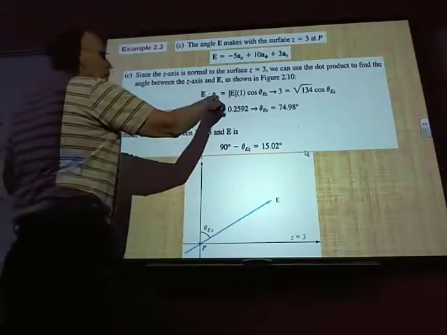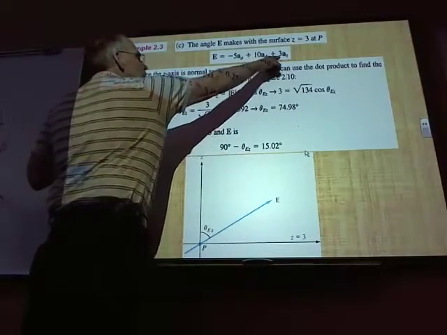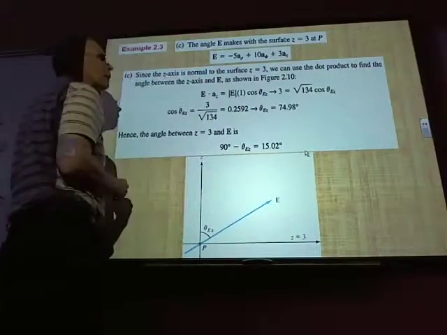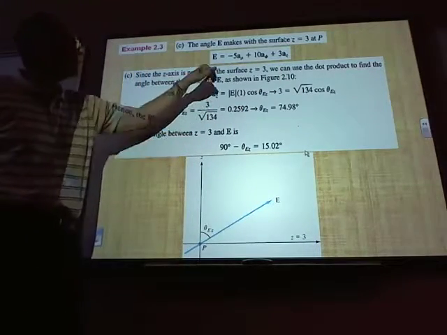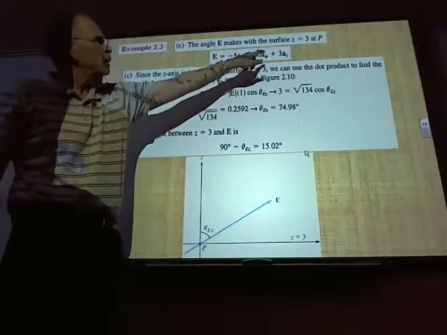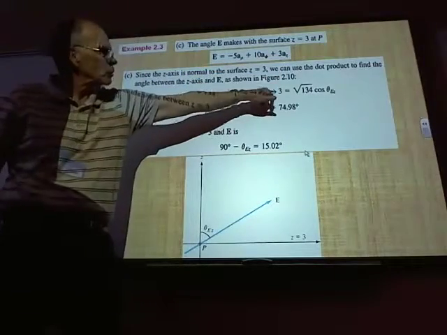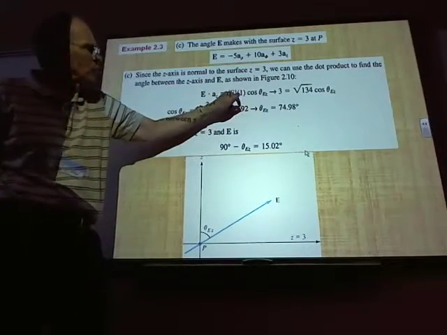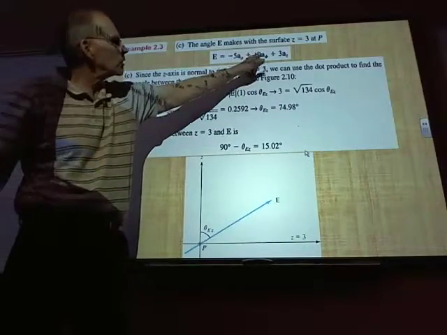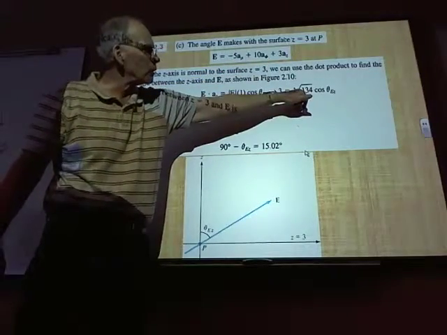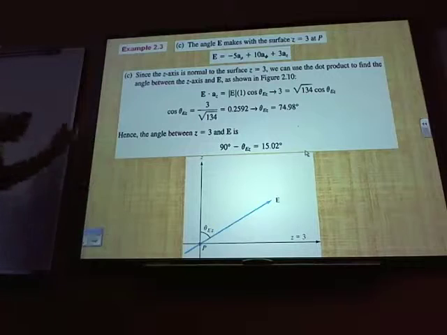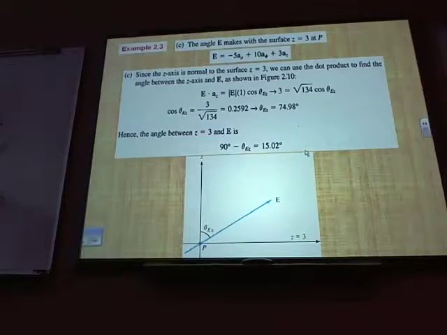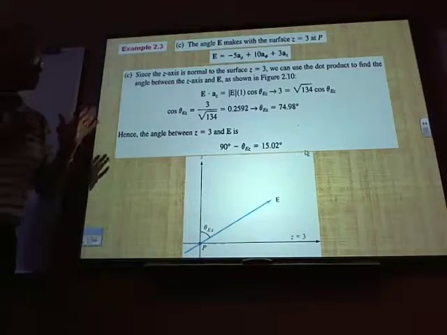Here, when I dot A sub z with this function up here, the only term that comes out of it is that one term right there. When you dot E, that vector there, with A sub z, it pulls out that A sub z term. There it is, 3. When I take the magnitude of E, squaring that term, that term, that term, adding them together, taking the square root of it, I get that. So I can solve that problem. The angle is 74.98 degrees. And that's going to be the angle between the two.